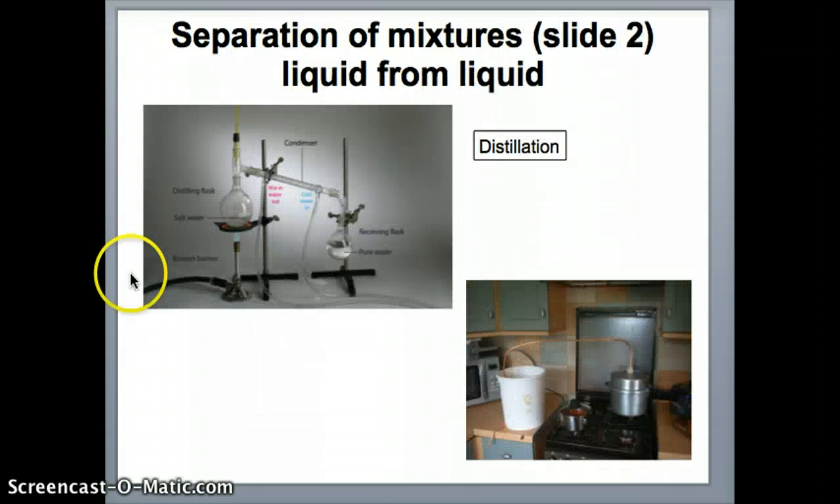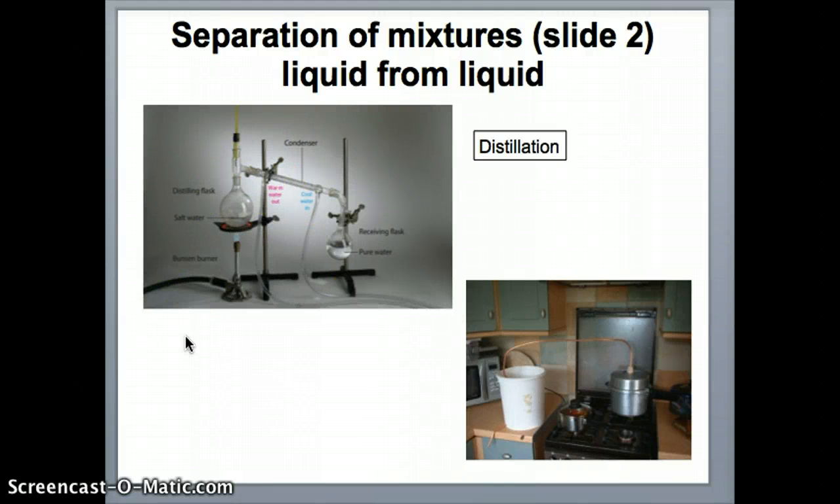Now, what happens if you have two liquids? That might be a little difficult because you can't use filtration. If you pour a mixture of liquids into filter paper, everything will go through. So you have to think about another way.